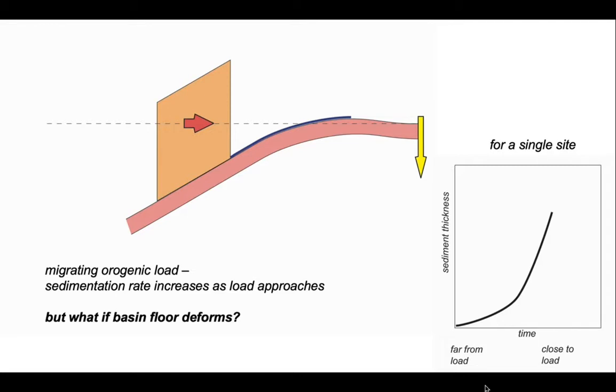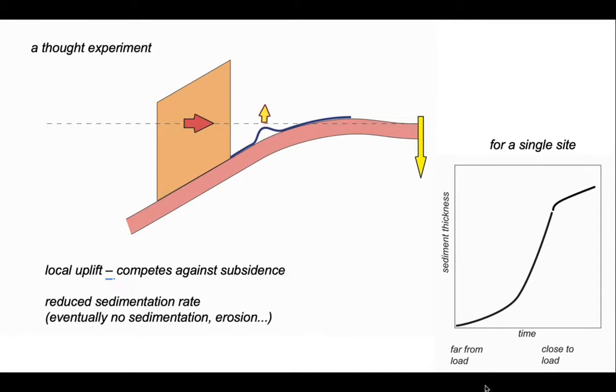But what happens if the basin floor deforms? We've seen that's happened in the Salt Range and the Transindus ranges. So let's just cartoon on a fold in the floor of the foreland basin. So that folding is generating uplift, but that uplift is competing against the subsidence that reflects the flexural loading of the underlying lithosphere. And what that means then is that this competition will reduce the sedimentation rate at the location. So local uplift will compete against the subsidence.